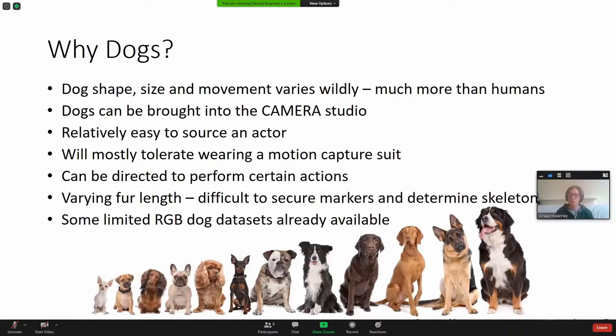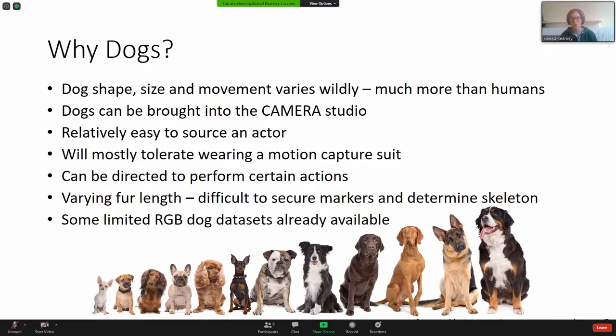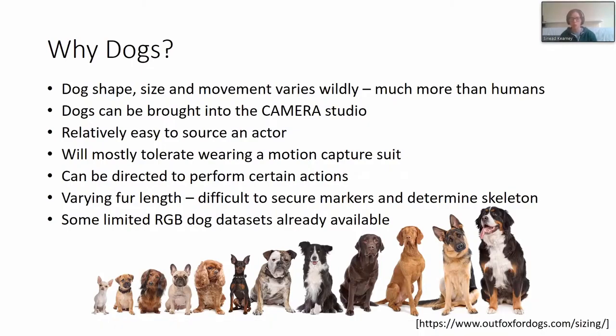To start off, there were a few reasons why we chose dogs. It's an interesting problem because there's such a wide range in shape and size within a single species. They're relatively easy to source, and we can bring them into the motion capture studio, and they can be directed to a degree during recording in order to acquire various motions of the subjects. There are also some pre-existing RGB data sets of dogs, so we think this shows that there's an interest in the community in predicting this type of information about the animals.